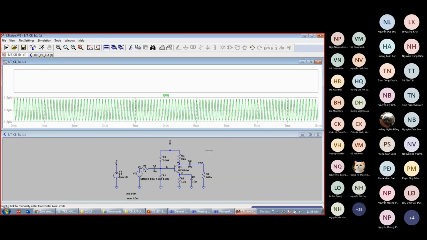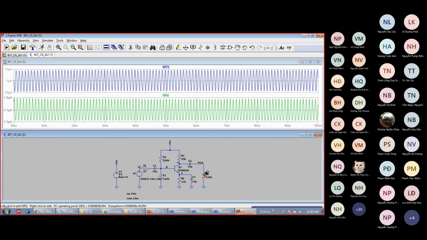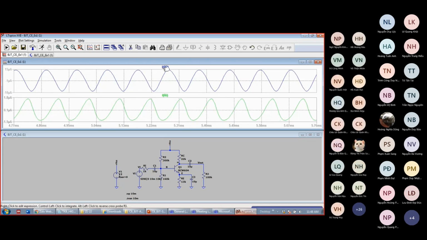How about the output current? The output current I will display on this, and the output current is the current running through the load R3 here. Okay, so I will use the current probe here. Okay, so you can see here the current gain is about 15, because the output current is about 15 microamperes and the input current is about 1.8 microamperes. Okay, so you can check the current gain also by taking the output current divided by the input current.